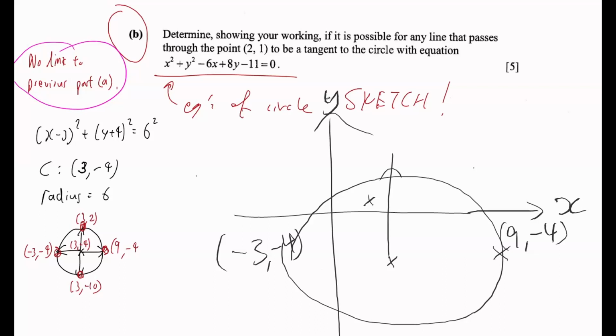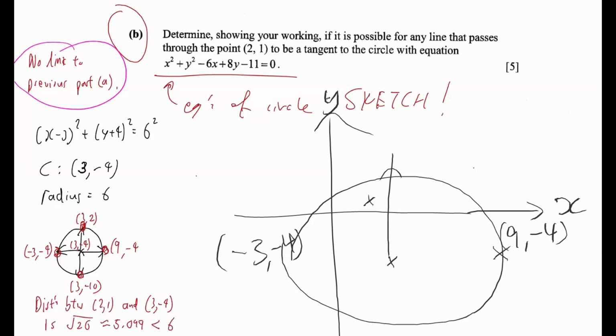Wait, actually, I haven't calculated yet. Let me see. 3 minus 2 bracket squared plus 1 minus negative 4 bracket squared. Take a square root of 26. I get 5.099, which is less than radius 6. Maybe I write down: distance between 2, 1 and the center 3, negative 4 is square root 26, which is approximately 5.099, which is less than 6. So therefore it's inside. Your diagram is perfect. Very good.